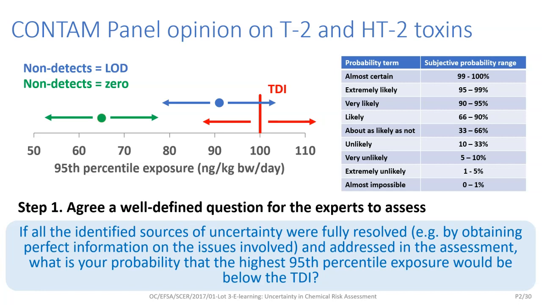So a more appropriate way of framing the question might be something like this. If all the identified sources of uncertainty were fully resolved, for example, by obtaining perfect information and were addressed in the assessment, what is your probability that the highest 95th percentile exposure would be below the TDI, where perfect information could refer to precise measurements of actual exposure and a perfect set of toxicity studies. The important thing is that the experts involved in the assessment frame the question in such a way that they are confident they all interpret it in the same way.